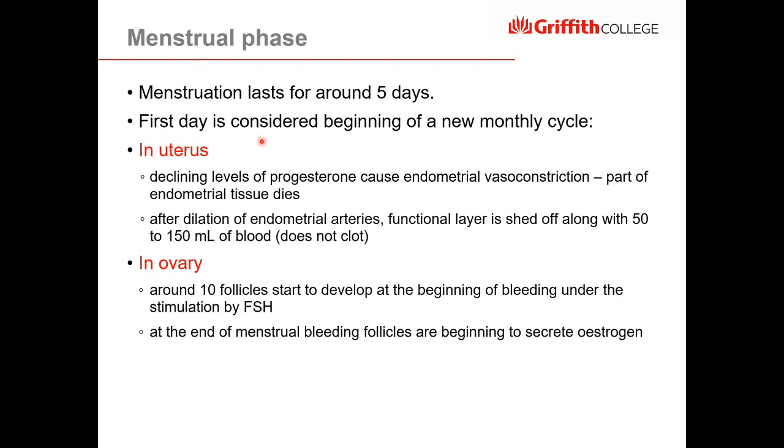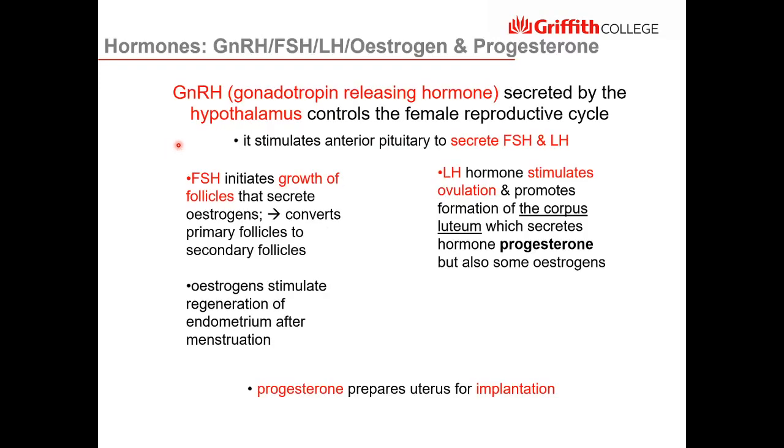Okay, so looking at the menstrual phase. When we are looking at menstruation, it's usually around 5 days of actual menstruating, and the first day is considered the beginning of the cycle. Now, what we see within the uterus, because we've got our uterine cycle and our ovarian cycle, is a decline in the levels of progesterone.